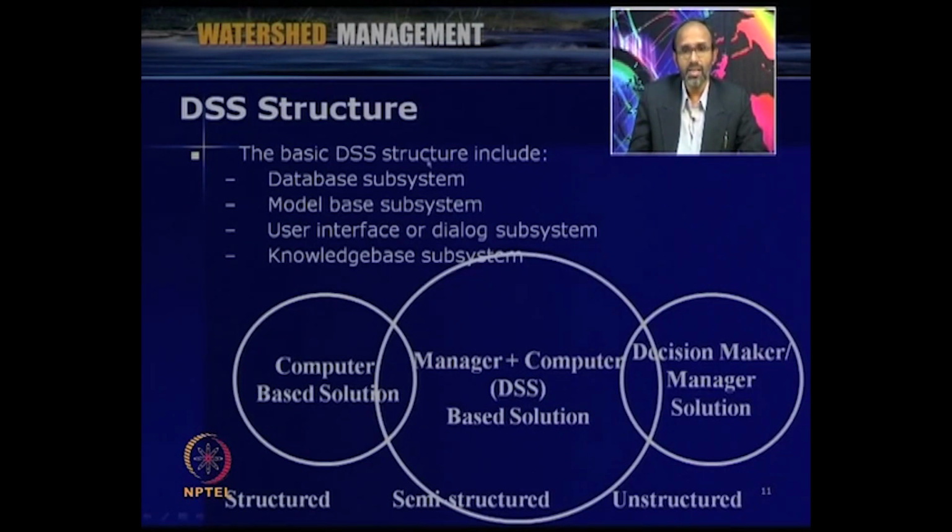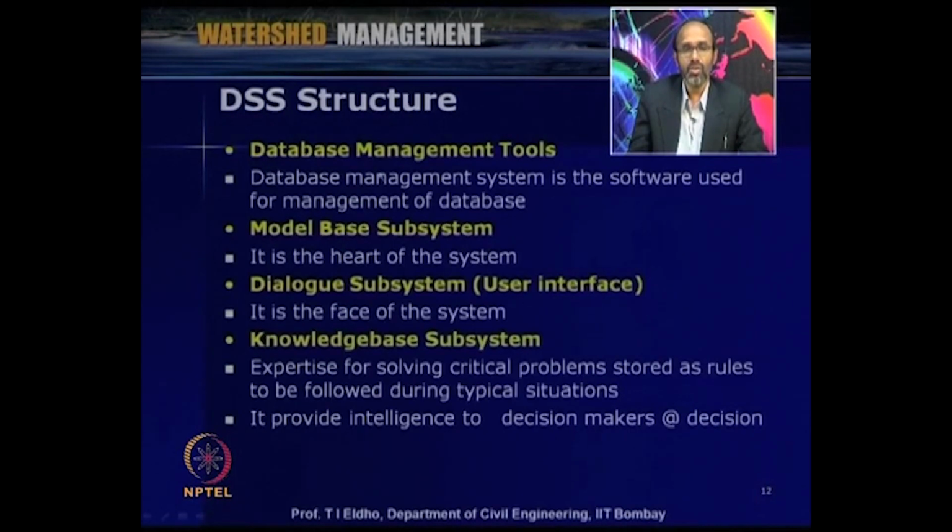The basic DSS structure includes, as I mentioned, a database subsystem, a model based subsystem, a user interface or dialogue subsystem, and then a knowledge subsystem. So the subsystems are database, model base, user interface, and the knowledge base. Let us look into some of the important aspects of these subsystems. The database management tools are the database system software used for the management of the database. This includes the data input, its processing to appropriate formatting, and then the output.